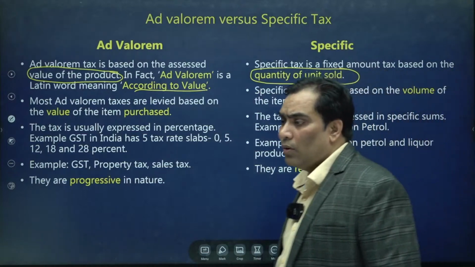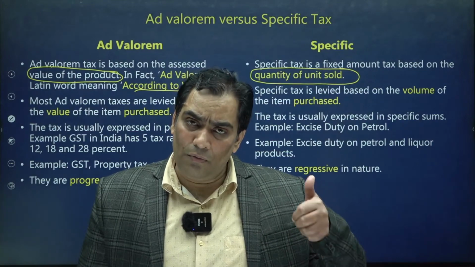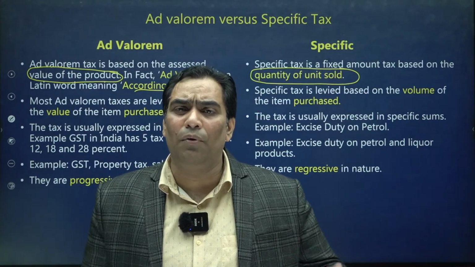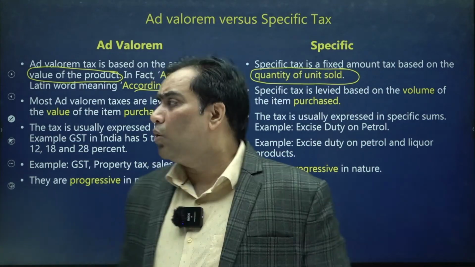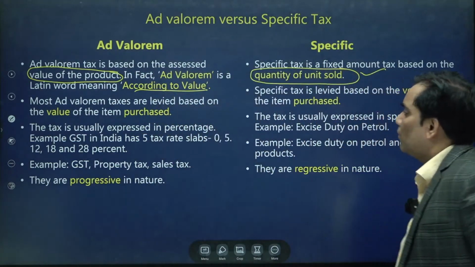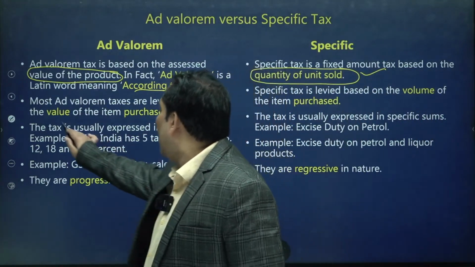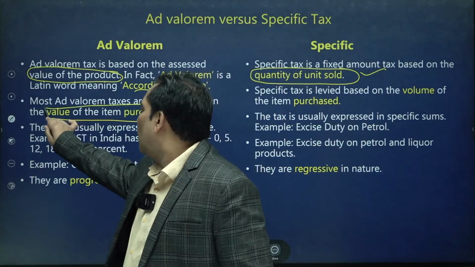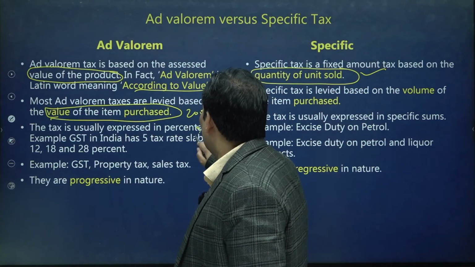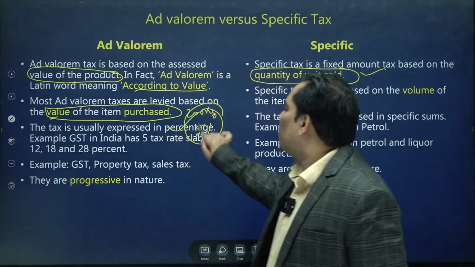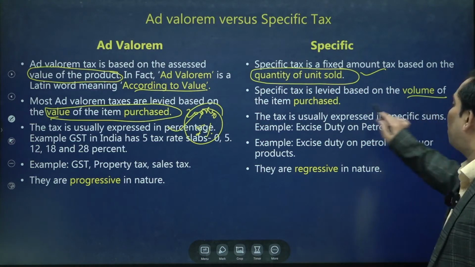Quantity of units sold. Whatever volume is being sold, it may be 1 kg, 100 kg, 1 quintal, or whatever length and width. So that means it is the quantity sold. An ad valorem tax is levied on the value of the item purchased. If you purchase a 200 rupees item, then 5%. So it is on the value of the item purchased, whereas specific taxes are levied on the volume of the item purchased.